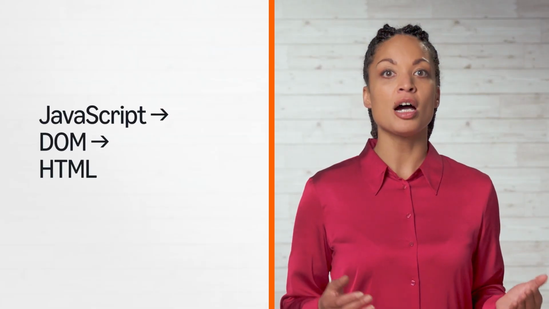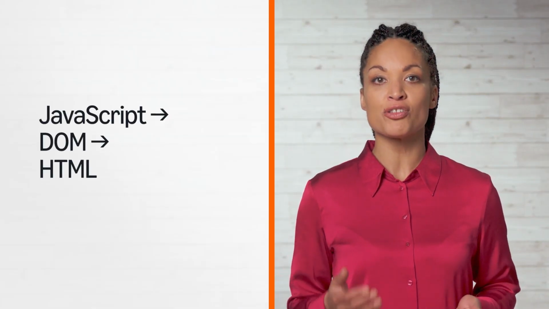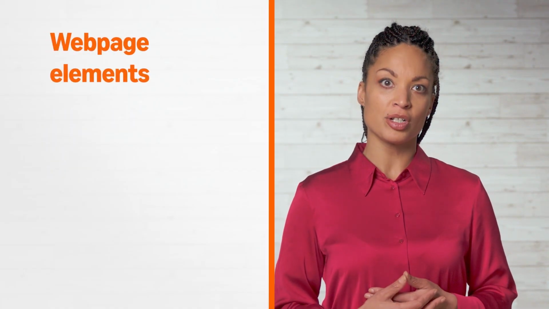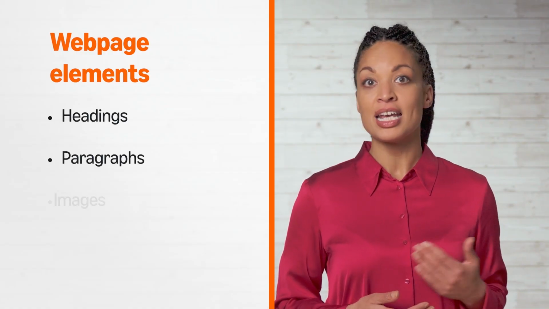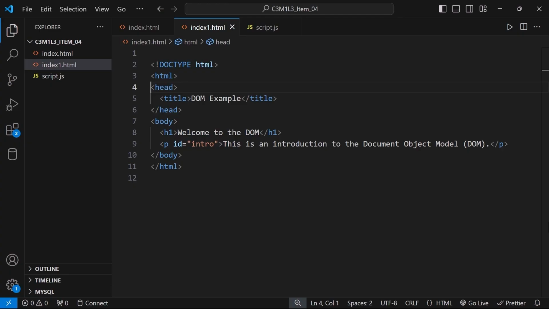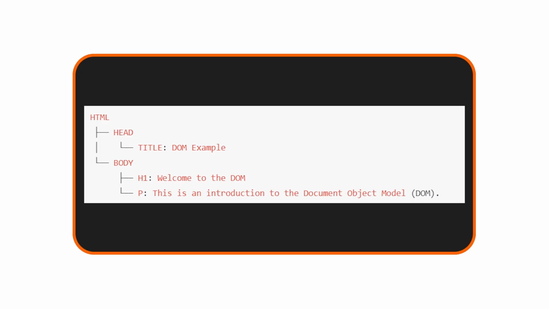Technically speaking, the DOM is an interface that allows JavaScript to interact with the structure of an HTML document. It represents the entire web page, including elements like headings, paragraphs, images, and links, as objects that can be accessed and modified by JavaScript. So, as an example, for this simple HTML document with tags for the head, title, body, and so on, in the DOM, each HTML element is represented as a node in a tree-like structure, like we have here. The hierarchical structure allows JavaScript to access and modify each element or node in the DOM.